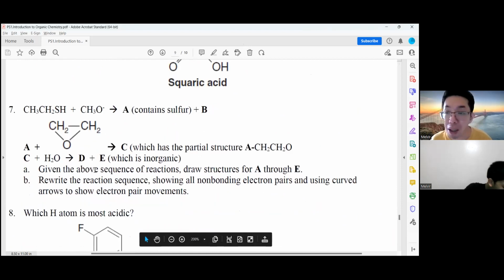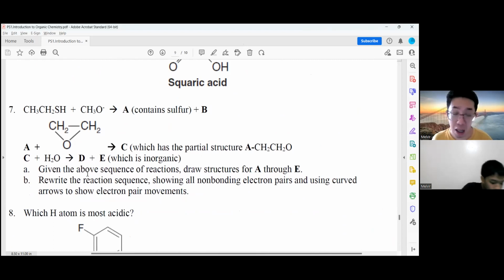Makakamit ka ng mga ganitong problems usually sa organic, Josh. Yung tipong, kunwari, 7, you have this thiol reacting with this methoxide. You now have letter A and a letter B. Then this letter A will react with an oxirane or epoxide to form C. And then si C magre-react with water to form D and E. Kailangan mong i-identify sino si A to E.